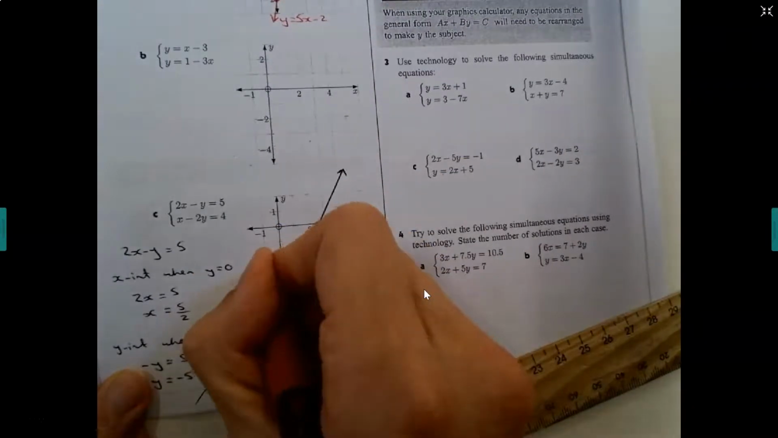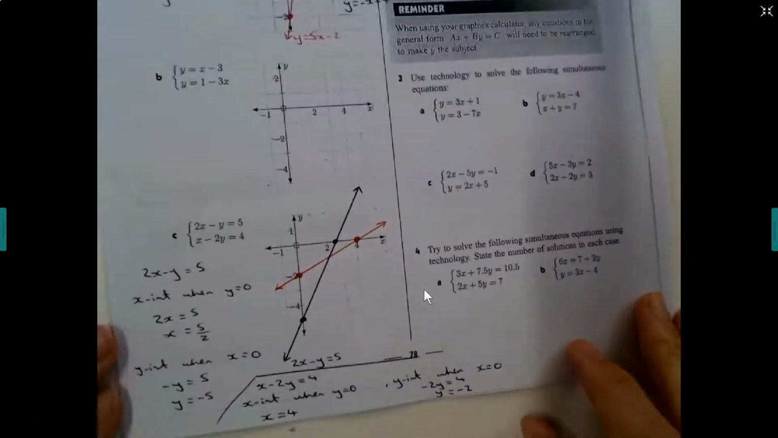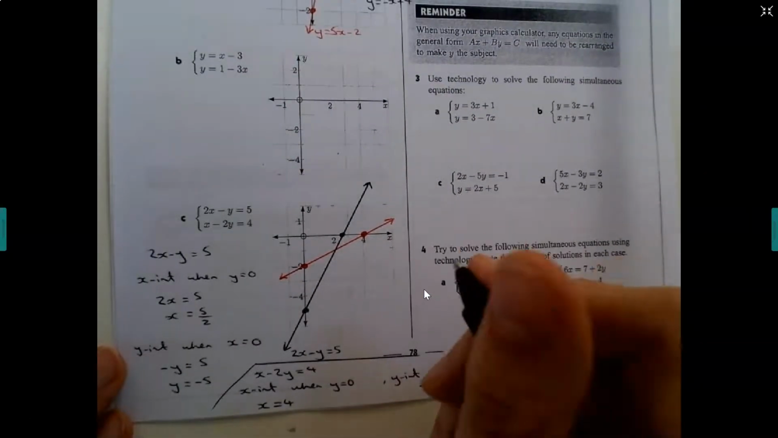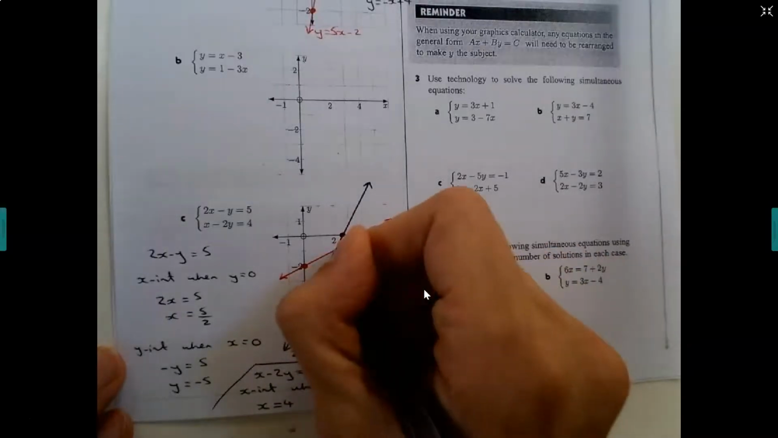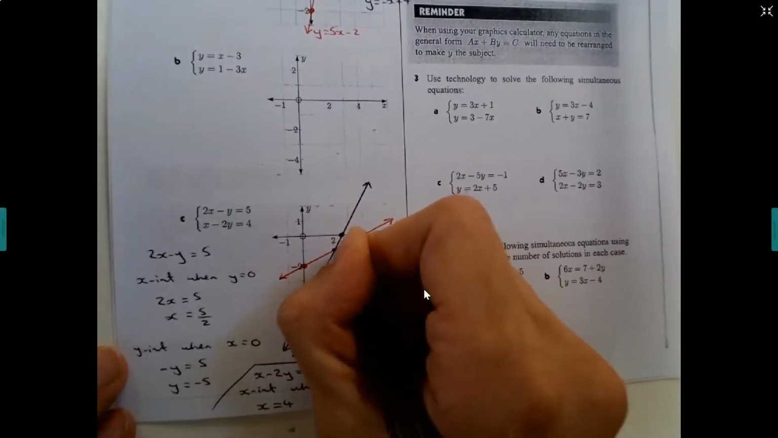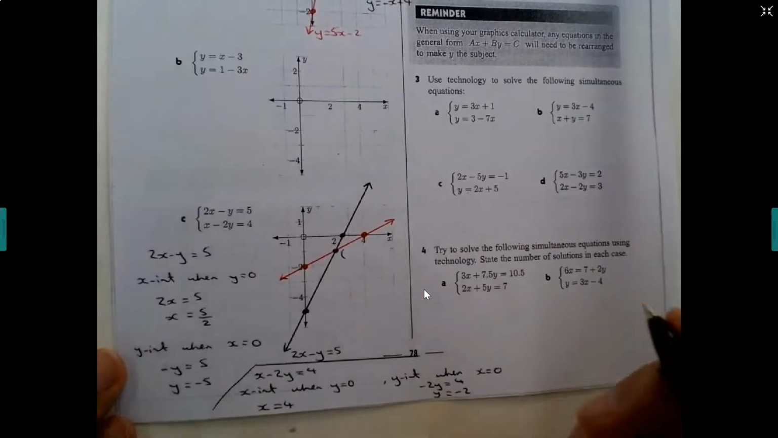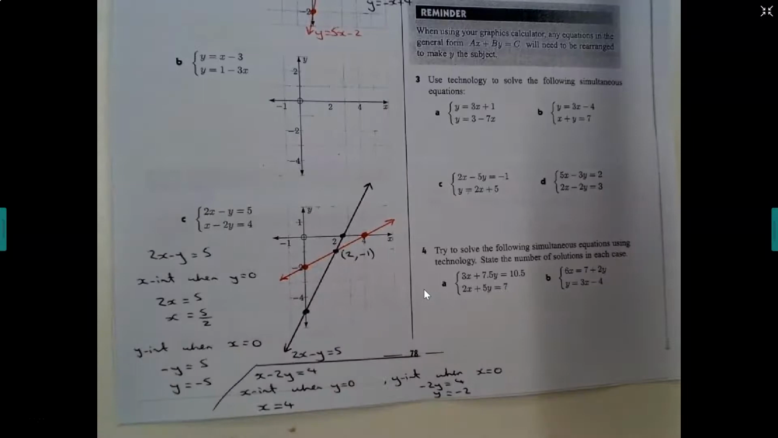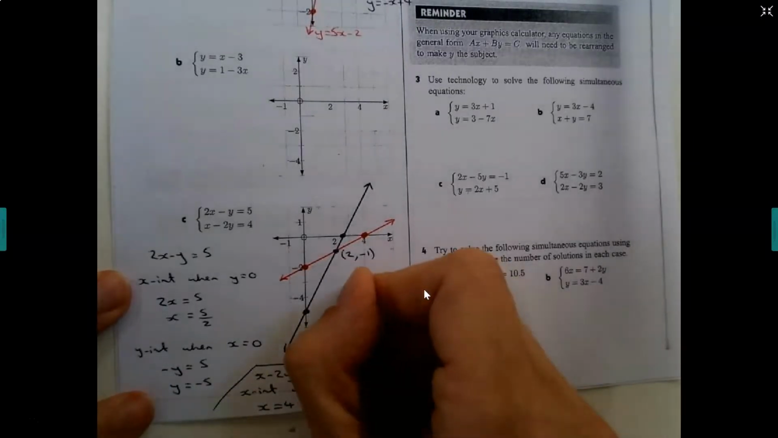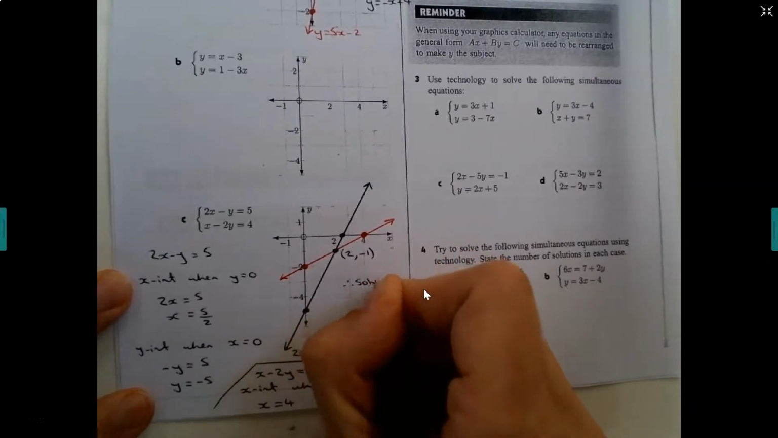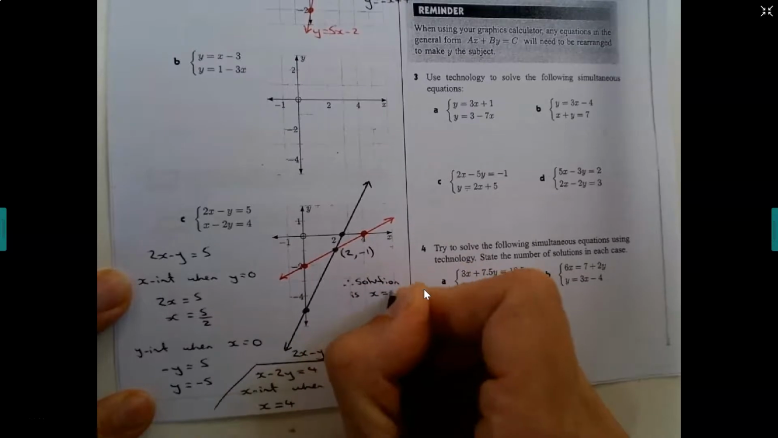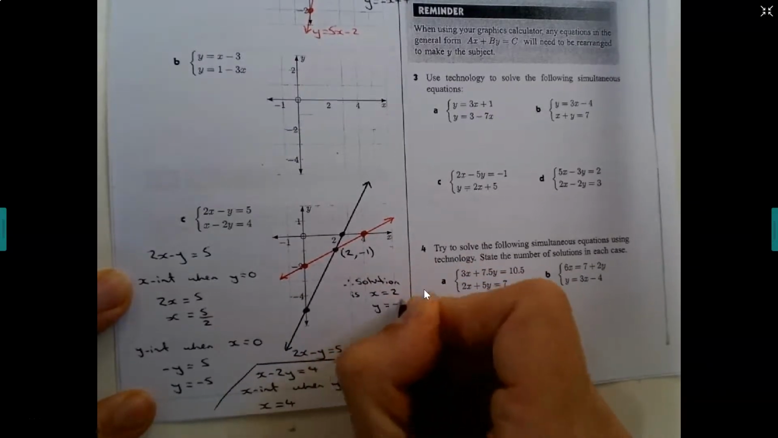And this point where they intersect is our solution. So what's that point look like to you? 2, negative 1. So, therefore, the solution is x is equal to 2, y is equal to minus 1.